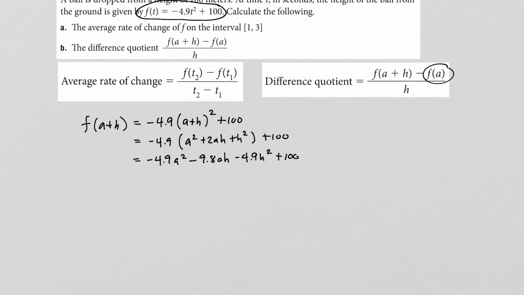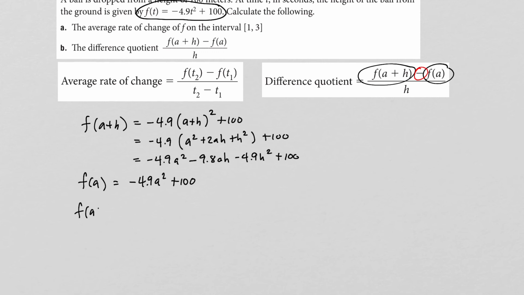Then we have to compute, well, what is f of a? Well, f of a is the same as f of t, but we're going to replace the t with an a. So that will be negative 4.9 a squared plus 100. So now to figure out the difference quotient, I need to take f of a plus h minus f of a and then divide it all by h.